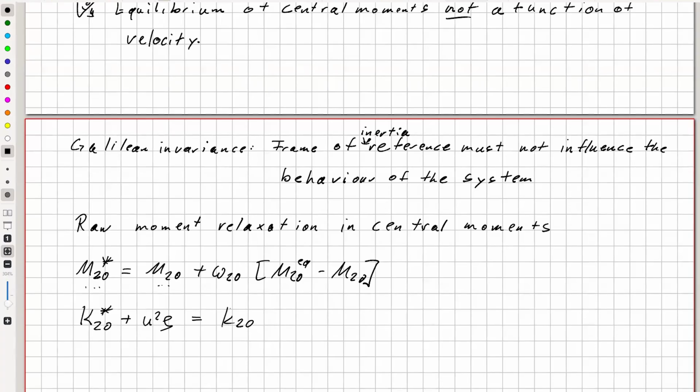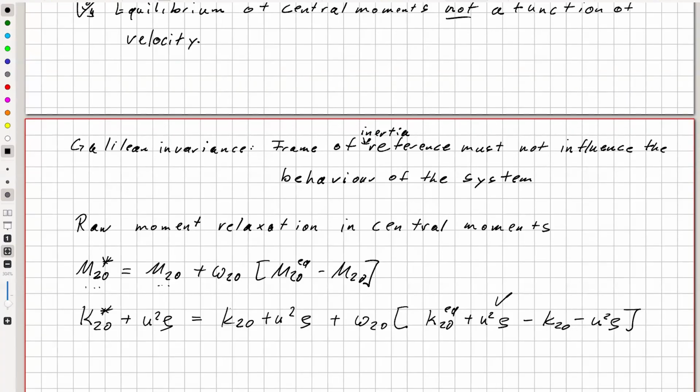So this is now, before collision, K20 plus U square rho, and now comes omega. So this is still the collision done in raw moments, not central moments. I'm just replacing the variables. The equilibrium is K20 equilibrium plus U square rho, minus K20 before collision minus U square rho.